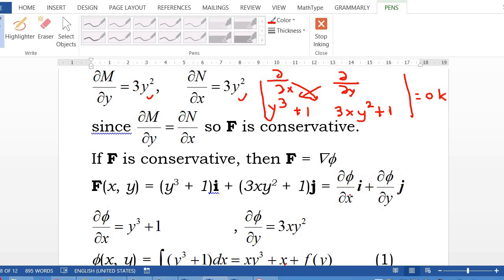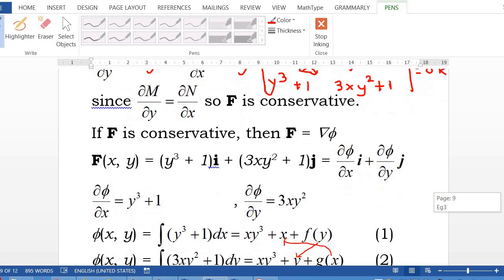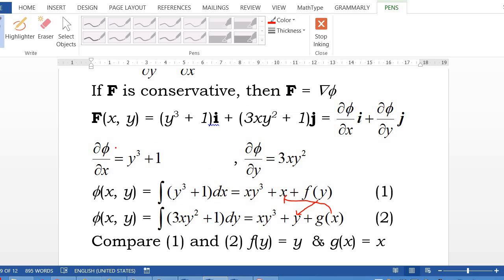Then you let the F here equal del phi del x i plus del phi del y j. So del phi del x, compare component i with i: del phi del x is y cubed plus 1. Compare component j: del phi del y is 3xy squared plus 1. And then to get the phi from del phi del x, you integrate with respect to x. So you integrate y cubed plus 1 dx, where y is constant. That's why you have x(y cubed plus 1), plus f(y), since y is constant. That's equation 1.